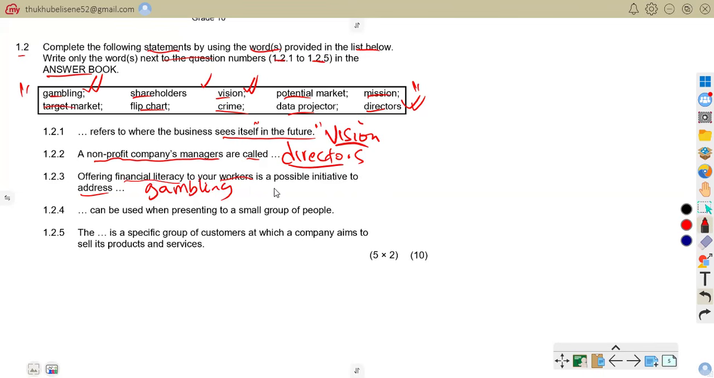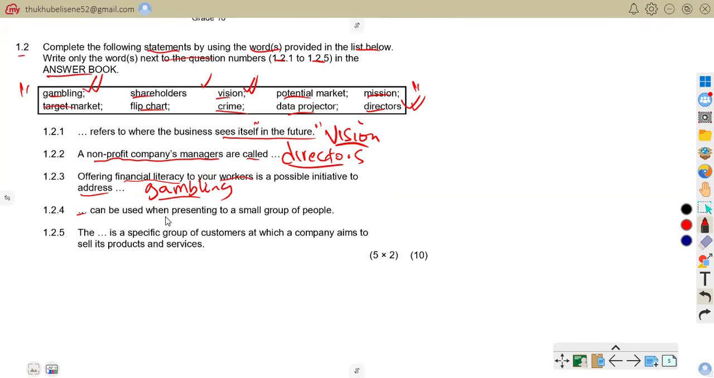Offering financial literacy to your workers is a possible initiative to address what? Gambling. That is 1.23. Gambling is betting or wagering money or something of value on an event with an uncertain outcome. So that is what we're saying. Offering financial literacy to our workers is a possible initiative to address gambling. 1.24.